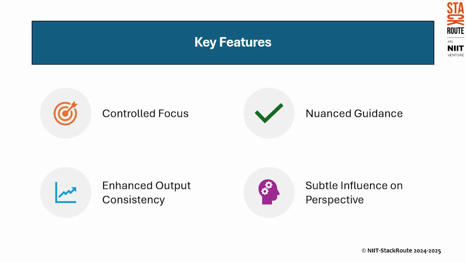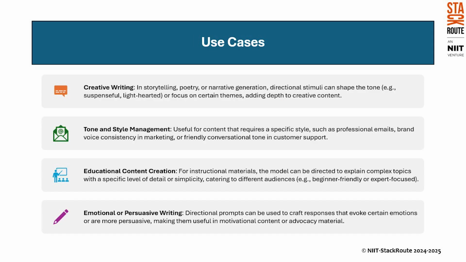Also, its subtle influence on perspective. Directional prompts can also help guide the model's viewpoint or emotional tone, making it ideal for tasks that require a certain stance or mood. Now, let's explore some use cases where directional stimulus works well. One is creative writing. Whether it's storytelling, poetry, or generating narratives, you can shape the tone, like making it suspenseful or lighthearted, or emphasize specific themes, adding depth to the content.